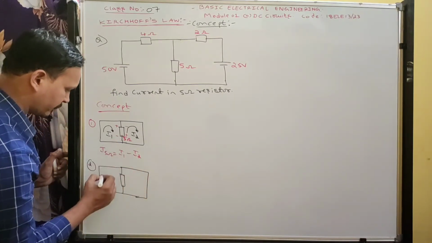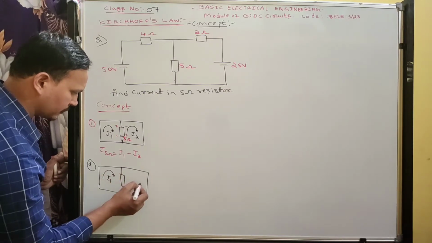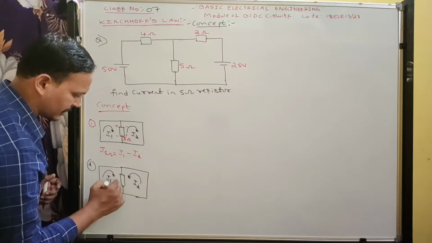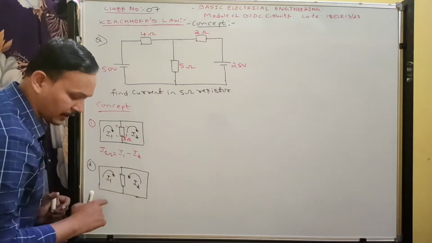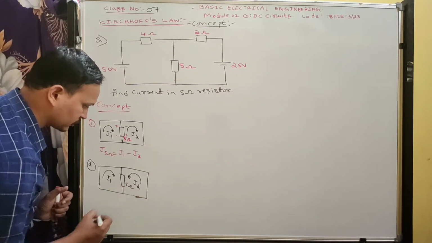Okay, now I am taking clockwise. Now this side I am taking anti-clockwise. I1 current is flowing and I2 current is coming. This is anti-clockwise direction, this is clockwise direction. Now under this condition, what is current flowing through the 5 ohm resistance?